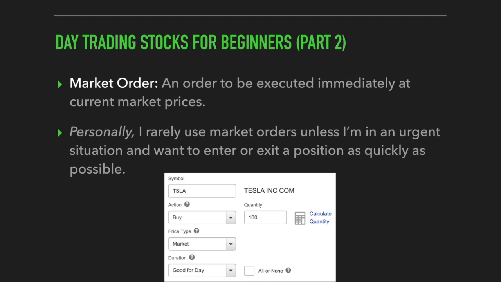So you can see by using market orders, a lot of times you're not going to get the best fills on your positions. And for that reason, again, I really only recommend using them if you're ever in a very urgent situation and you want to quickly get in or out of a trade.